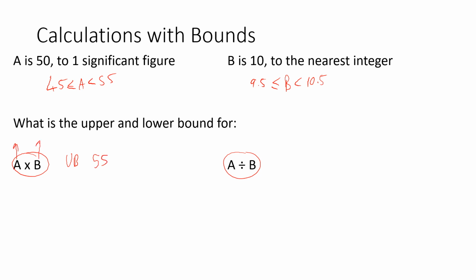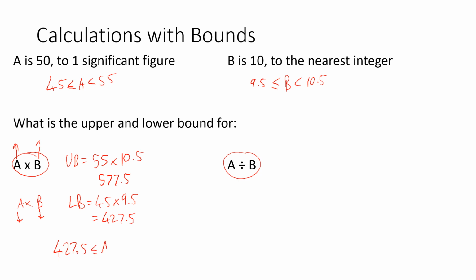So our upper bound for the multiplication would be 55 lots of 10.5, which is 577.5, and our lower bound would be the lower bounds multiplied by each other. That would be 45 times 9.5, which would give us 427.5, and we could say our error interval there is 427.5 less than or equal to a times b less than 577.5.